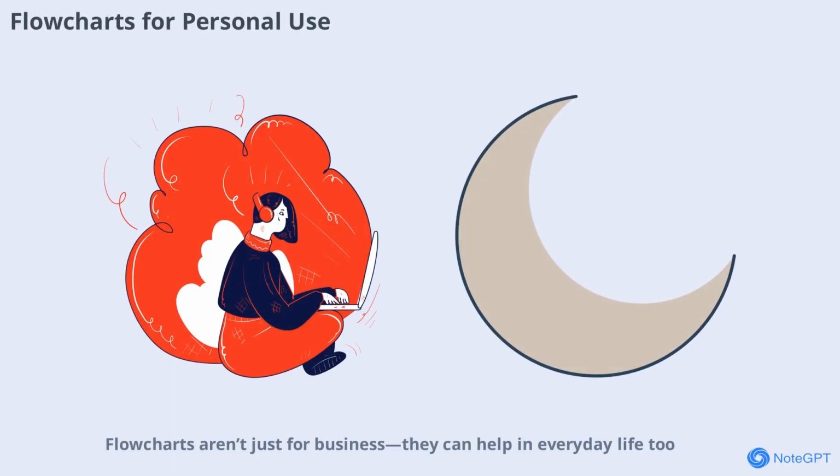Flowcharts aren't just for business, they can help in everyday life too. You can use them to plan events, organize chores, or make decisions. By mapping out your options, you can see the best path forward and stay organized.